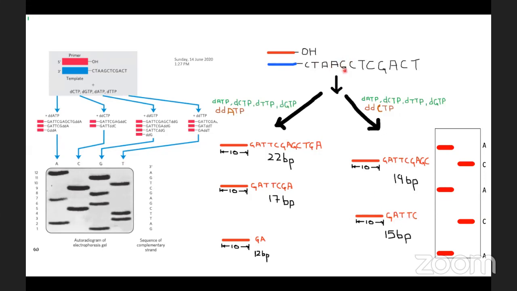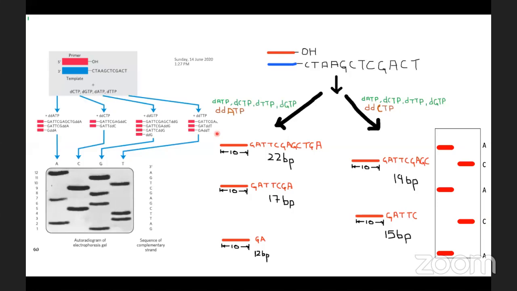Now, this 5th base is G. So it means that C has to be incorporated. If dideoxy C gets incorporated, then chain will terminate here. So the fragment size will be of 15 bases. Now suppose a normal C gets incorporated. Next G is at your 19th position, so C will be incorporated corresponding to this G. Then your chain will terminate here. So likewise, if you add ddCTP, you will get two fragments of 19 and 15 bases.